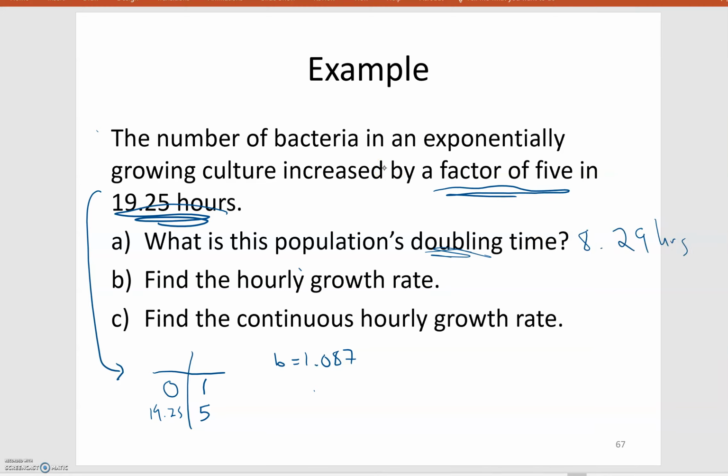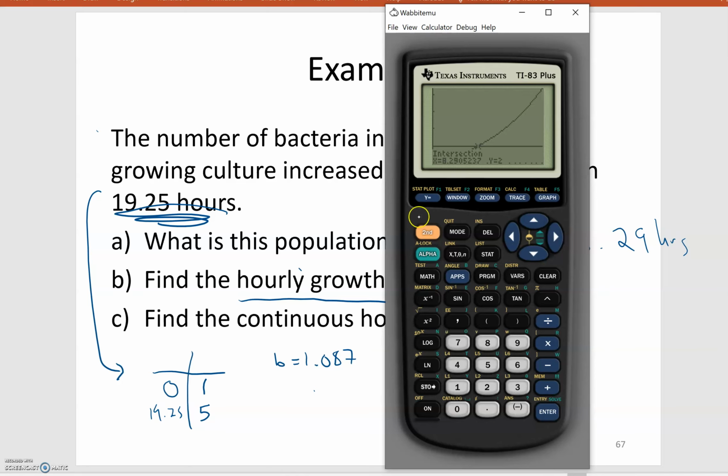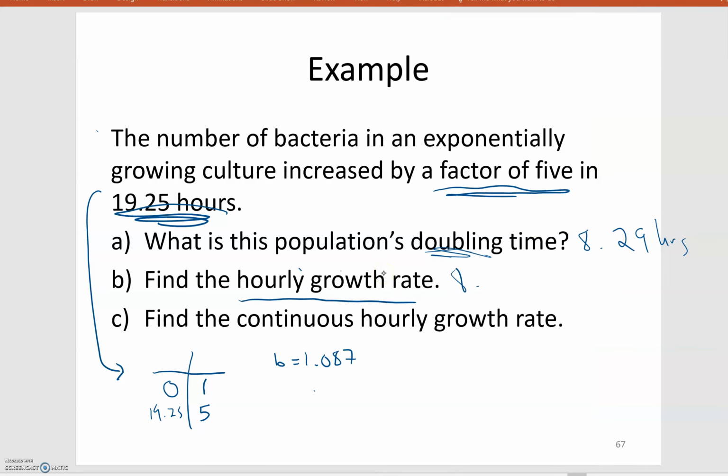All right. What is the hourly growth rate? Well, we're already in hours, so we don't have to change the time unit, so that's nice. But I need to subtract 1 from the factor. Multiply by 100, and it's 8.72%.